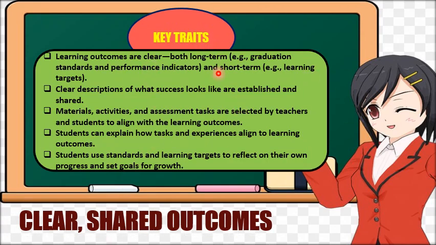Next are the key traits regarding the clear shared outcomes. The first one is learning outcomes are clear, both long-term, which are the graduation standards and performance indicators, and short-term, the learning targets. So learning goals and objectives generally describe what an instructor, the program, or institution aims to do, whereas a learning outcome describes in observable and measurable terms what a student is able to do as a result of completing a learning experience.